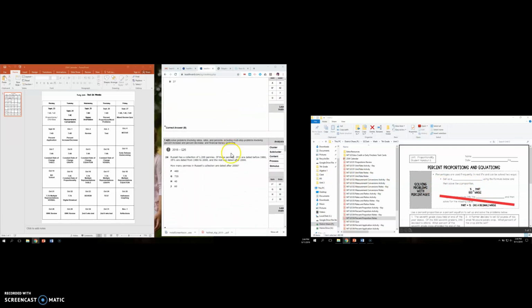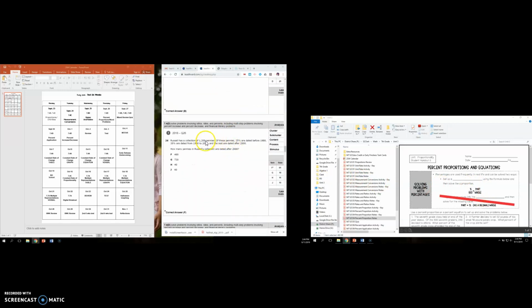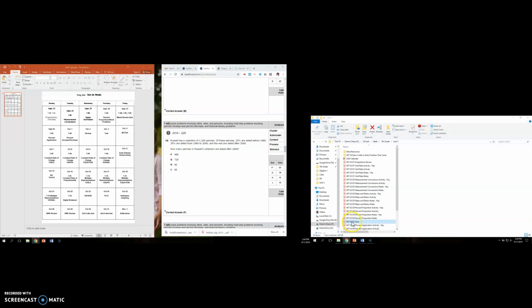The biggest thing we see when it comes to percentages is, again, it's multi-step. So for example, this question from 2018 gives you a percentage of pennies here, a percentage of pennies here, and it asks for how many pennies were in this other one. So they're going to have to find out what the missing percentage is and then solve. So multi-step.